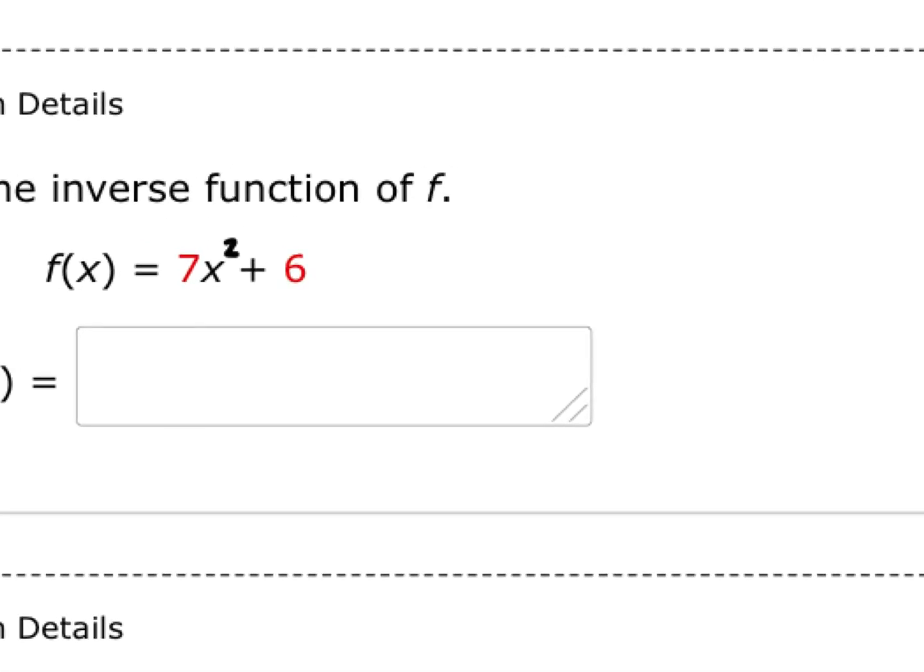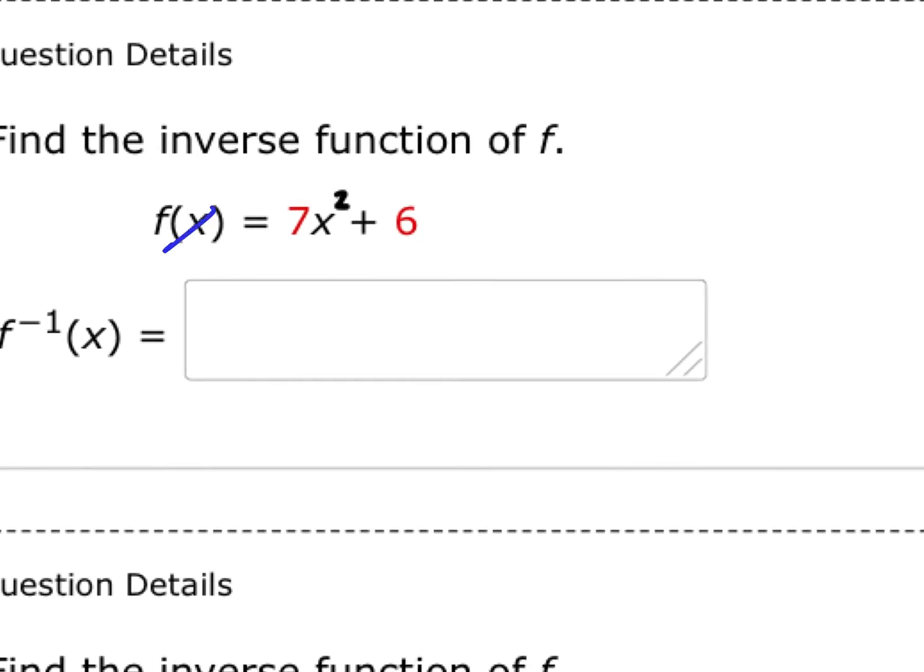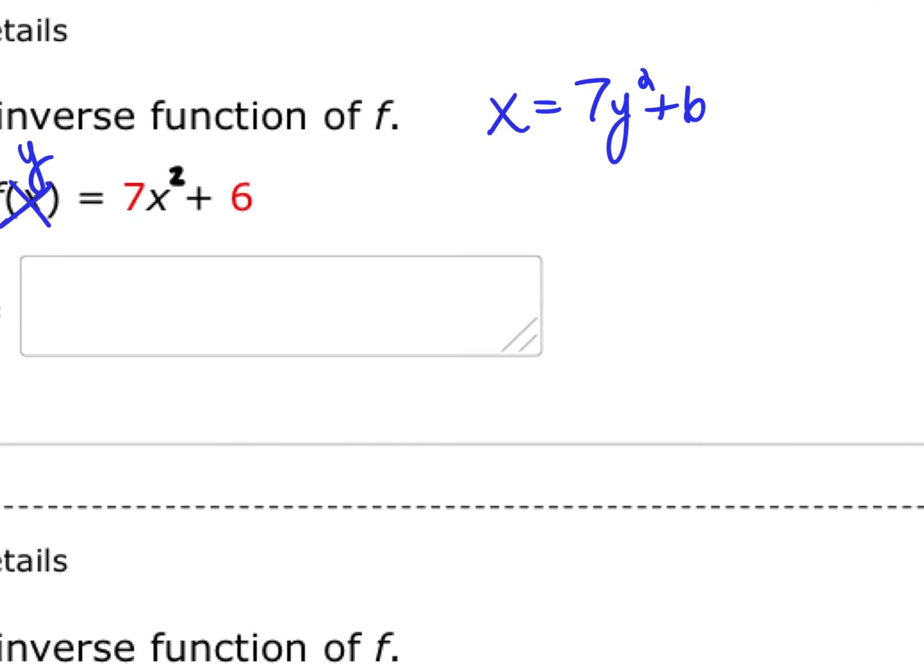How do I go about solving this algebraically? Okay, change our f of x. We're going to change it to the letter y. Good, because f of x is just a fancy way of saying y. Good. Switch the places of the x and the y. So I have x equals 7y squared plus 6. Everybody with me?